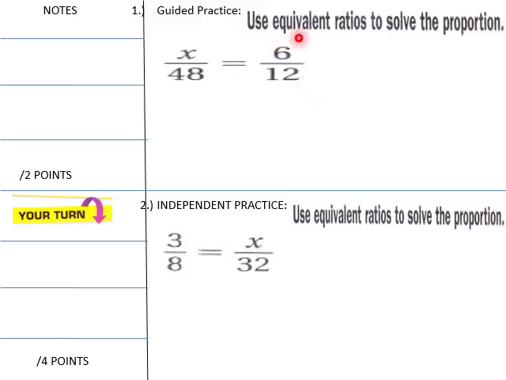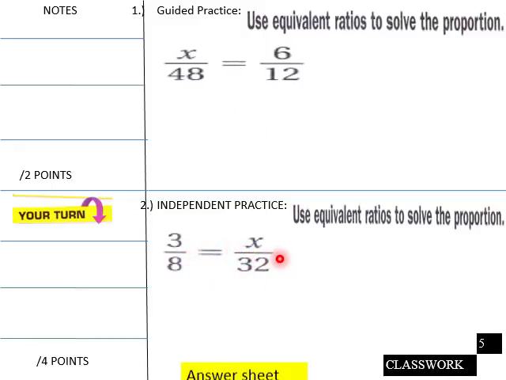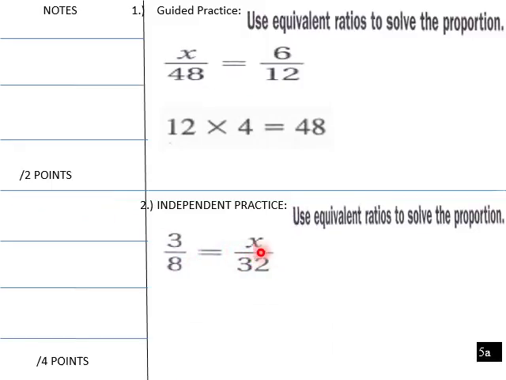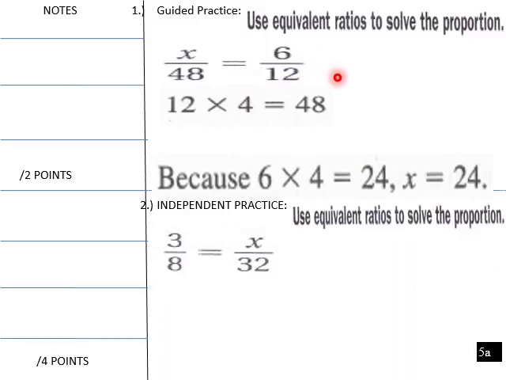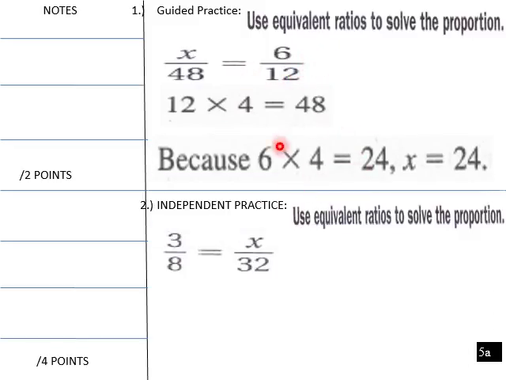Now for some practice. Use equivalent ratios to solve this proportion. Students, this is yours. Pay attention so you can do your independent practice. 12 times 4 equals 48, so our difference here is 4. We have to multiply the numerator and denominator by 4. So 6 times 4 is 24, so x would equal 24. So 24 over 48 would be the same thing as 6 over 12.